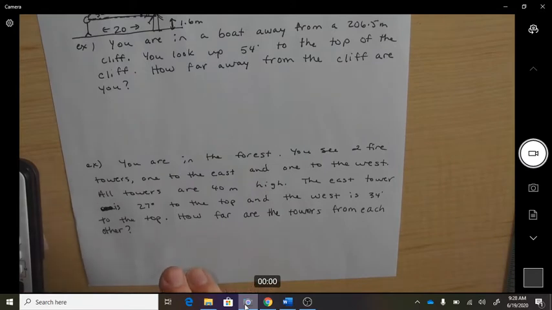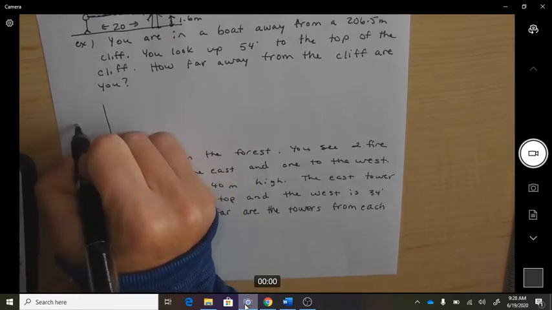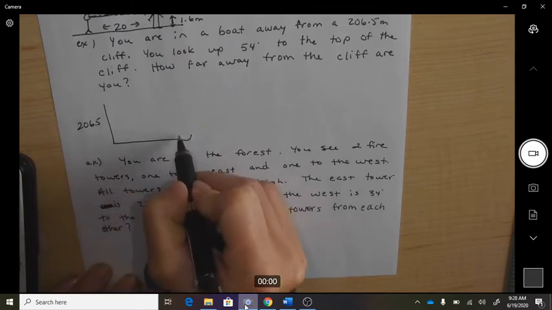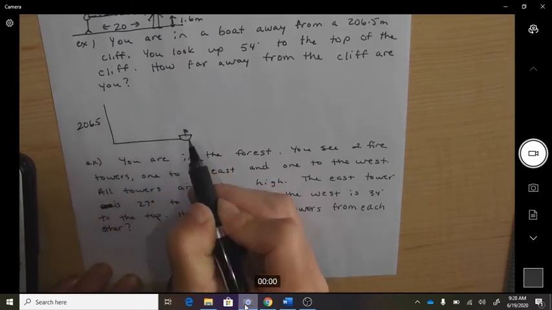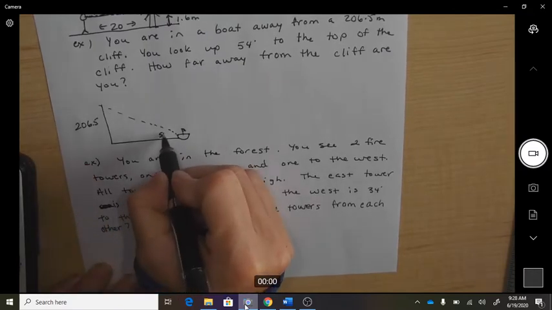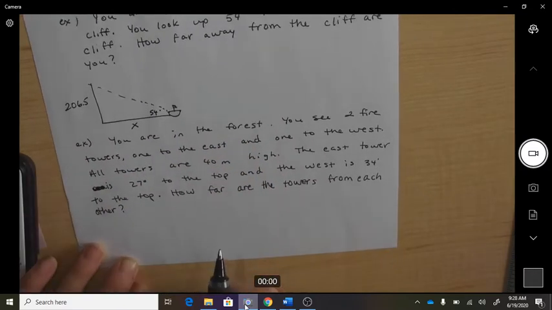You are in a boat away from a 206.5 meter cliff, and then you look up 54 degrees to the top of the cliff. So how far are you from the cliff? So here's the cliff. You're out on a boat. When you've looked up, it was 54 degrees, so how far away are you?